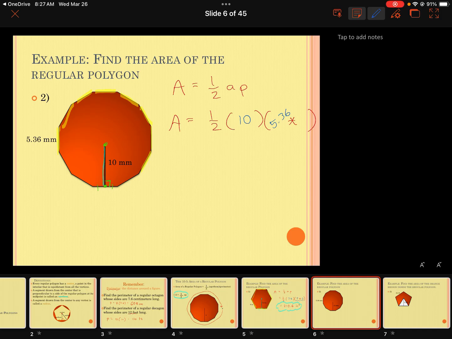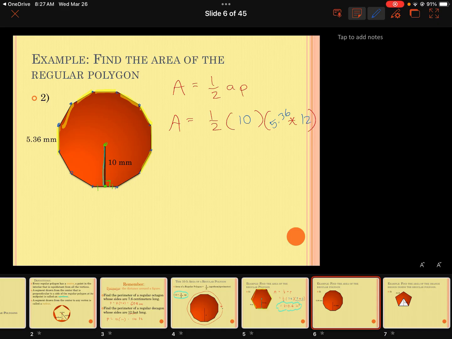Let's make sure we get an accurate count on the number of sides. A lot of times I just like to count the vertices instead. It's a little bit easier, I think. There's 4, 5, 6, 7, 8, 9, 10, 11, 12. This is a dodecagon. So I'm going to put a 12 there.